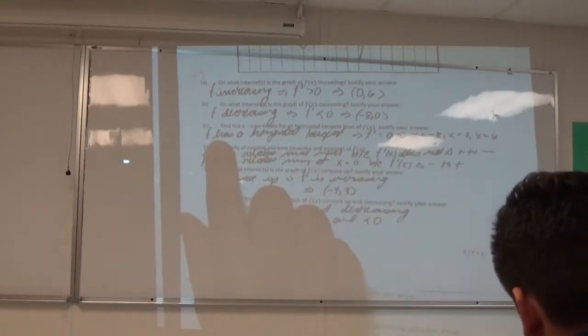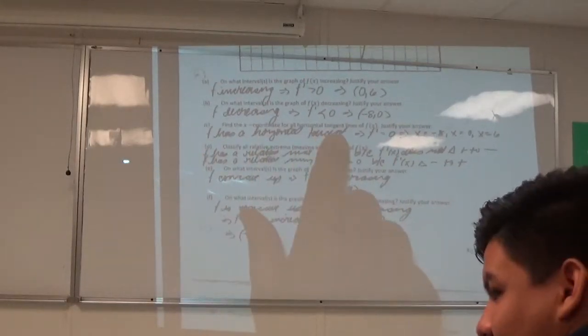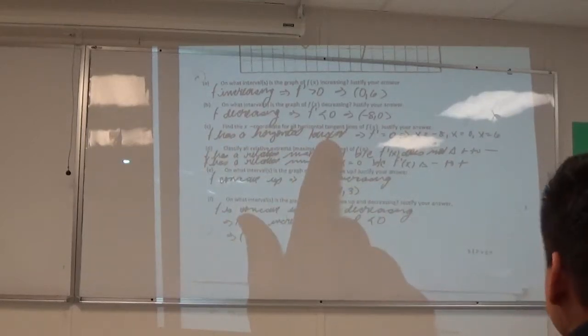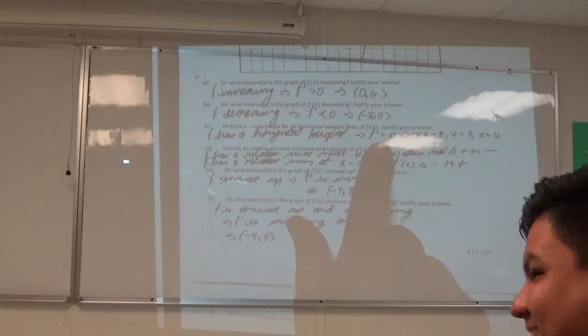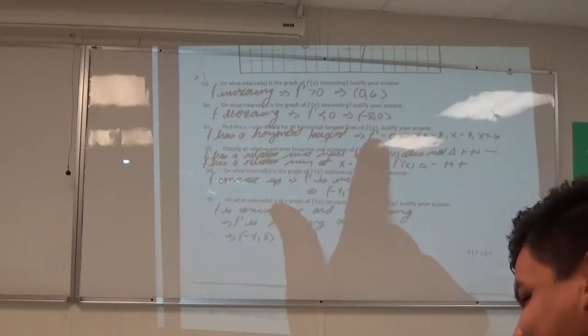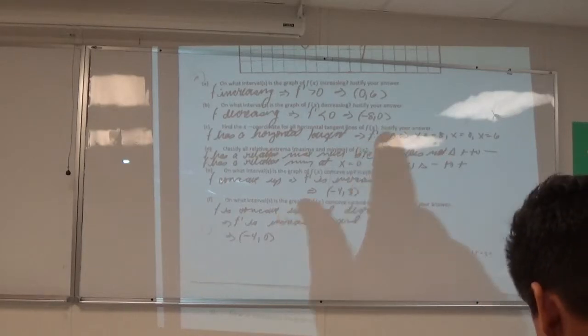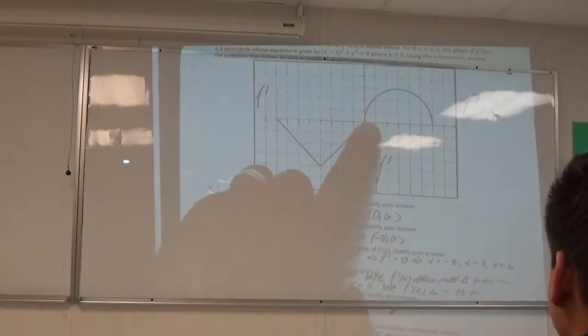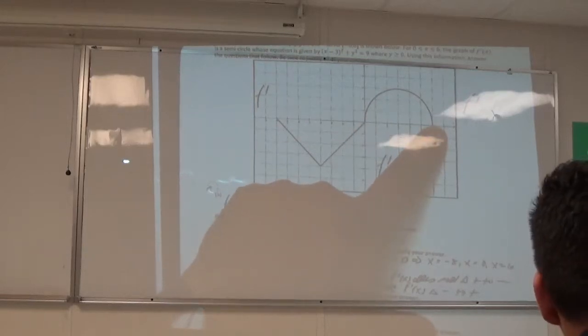Okay, part C. Find the x coordinate for horizontal tangent lines. Well, if F has a horizontal tangent line, then that means that the derivative is equal to 0. I have to see that. You have to connect me back to the derivative. Where's F prime equal to 0? At -8, at 0, and at 6.